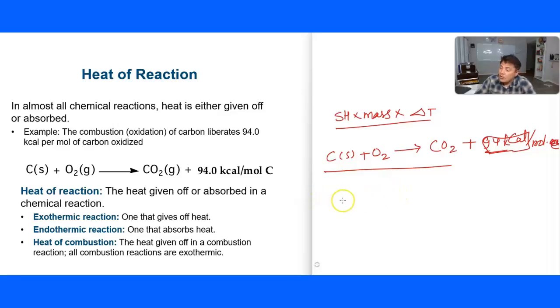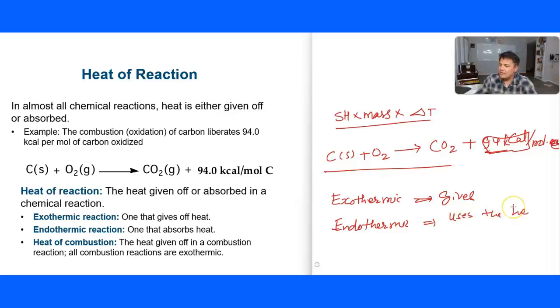So on the basis of either taking the heat or giving the heat, there are two types of reaction. One is the exothermic reaction, that gives the heat, and the other is endothermic, that uses the heat, meaning it takes the heat. Okay, there are two types, exothermic reaction and endothermic reaction. Exothermic reaction means that it produces the heat, and endothermic reaction means that it uses the heat.